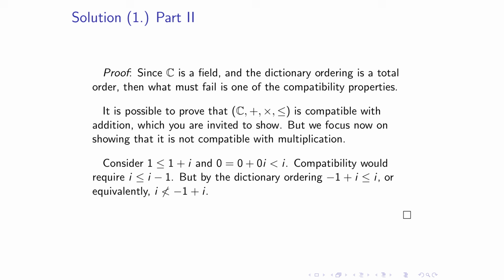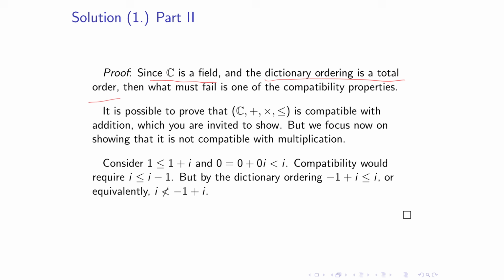And to find why it is not an ordered field, we're going to have to find some axiom that is violated. Now, we already know, because we discussed it in a previous video, that C with its plus and times operations is a field. So we shouldn't go looking in those axioms to find a contradiction. We know that the dictionary ordering is a total order from a previous video. So again, we shouldn't look for a contradiction there with the axioms.